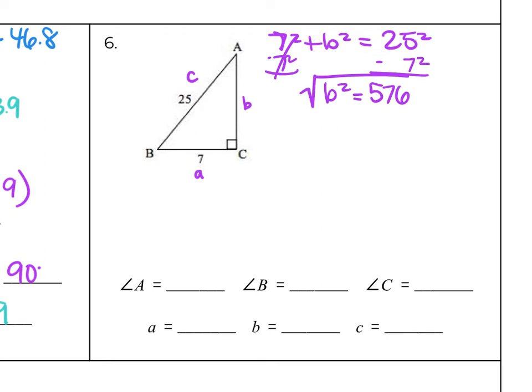So what was the square root of 576? 24, and that was a whole number, correct? So that's 24. C is 25. A is 7. Okay. Couple questions on how do I know which angle to pick, okay? Basically, it doesn't matter.